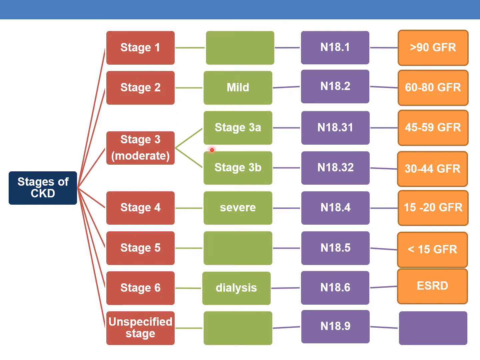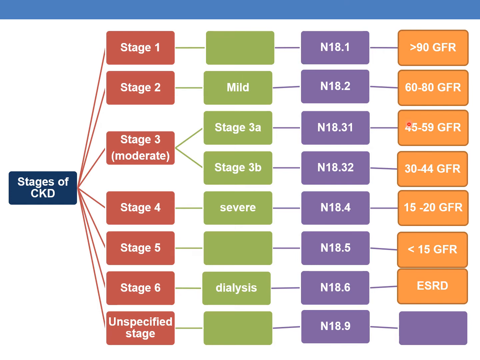For Stage 3, as we have discussed earlier, it is further subcategorized into Stage 3A and 3B. The glomerular filtration rate for 3A is 45 to 59 and for 3B it is 30 to 44. So overall, if the glomerular filtration rate is between 30 to 59, then it comes under Stage 3. For Stage 4, the GFR is 15 to 20 and for Stage 5, it is less than 15. If the glomerular filtration rate is less than 15, then it is considered Stage 5.